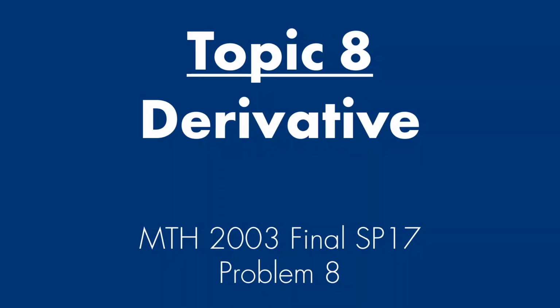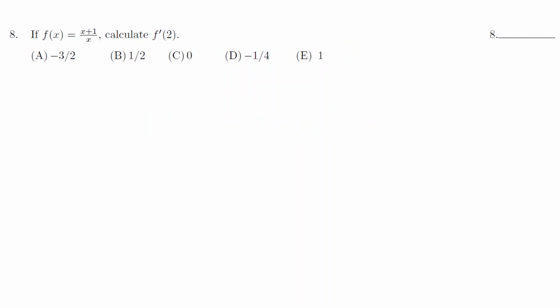Next. Topic 8, derivative. Problem 8 from MTH 2003, final SP 17. Here, we need to find f prime of 2 of this function. There are two ways to solve this specific problem, and I will show both ways. The first way is to use the quotient rule.